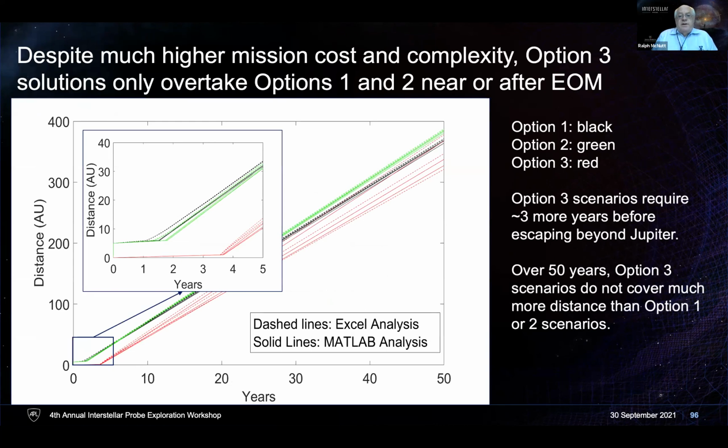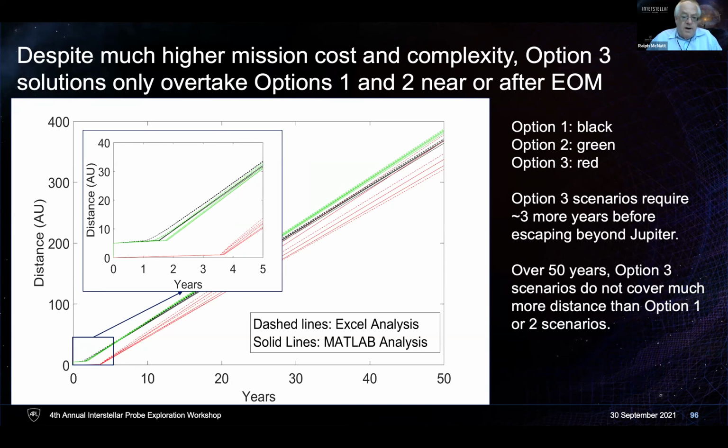And again, this shows the same kind of behavior. In this case, this is a more traditional distance in astronomical units versus years. You can see this a little bit better. The inset at the top again shows the trajectories. I'm sorry, the ones at the top are from option 1 and 2. They start out at about 5 AU. And then the ones toward the bottom, the red lines, are the option 3 solar Oberth maneuver.